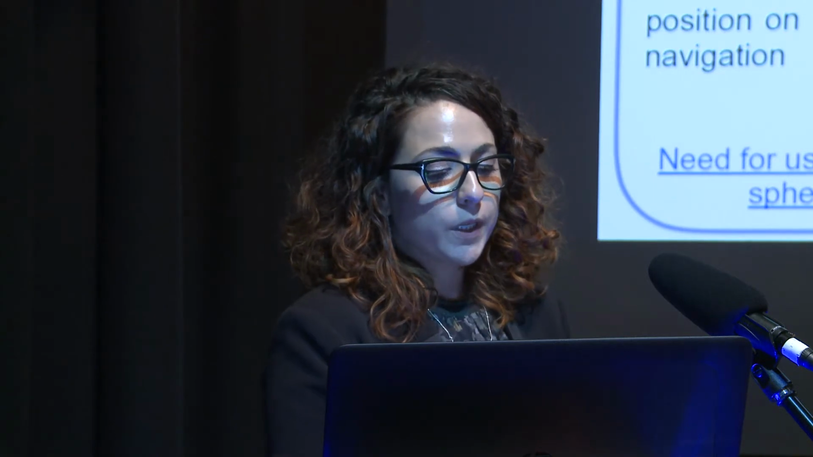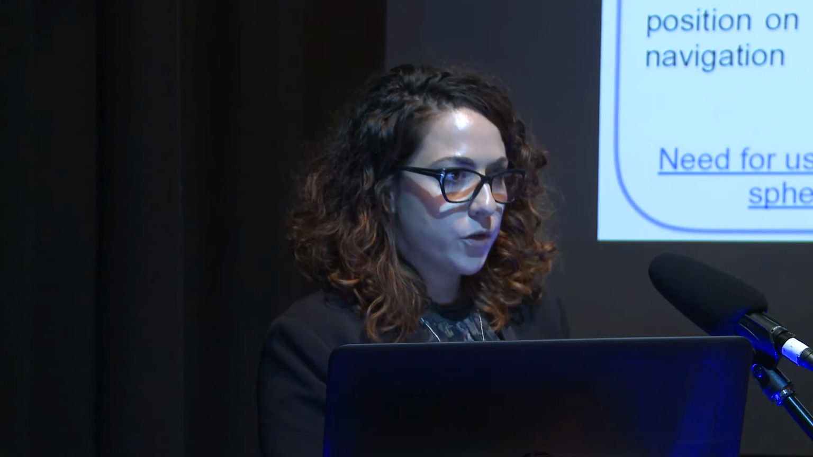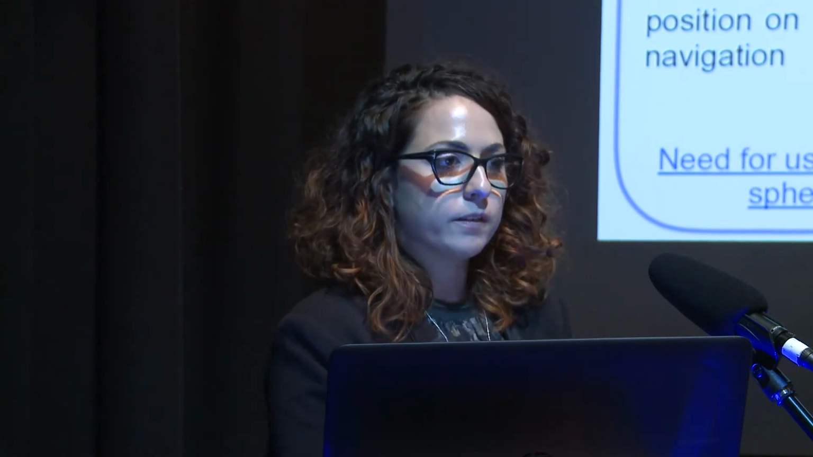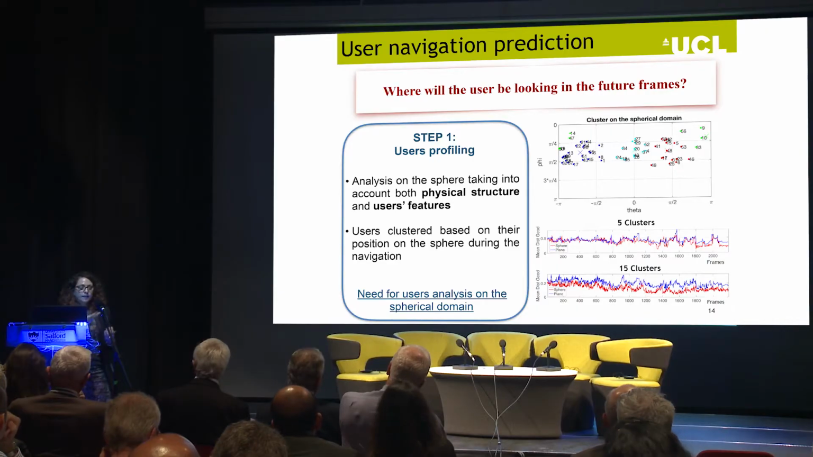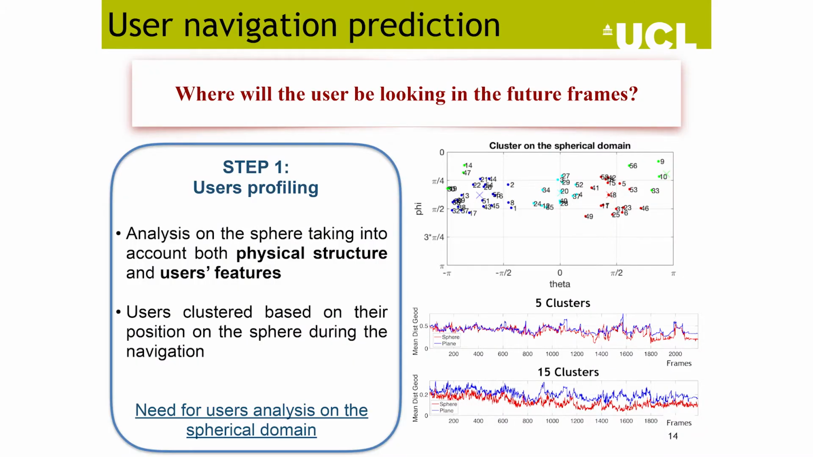What we are doing now is trying to cluster users into different groups based on their position on the sphere. We are trying to cluster because we are convinced that users who are looking at the same area of the sphere can be dealt with in the same way. So this can help in the adaptation logic at the client side. Here we can see some simple results.